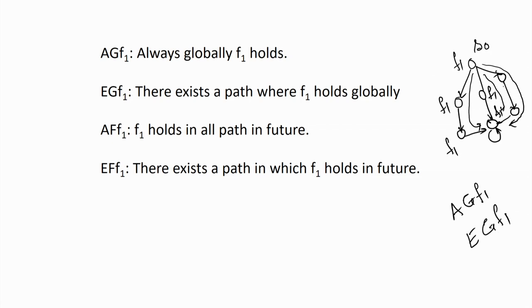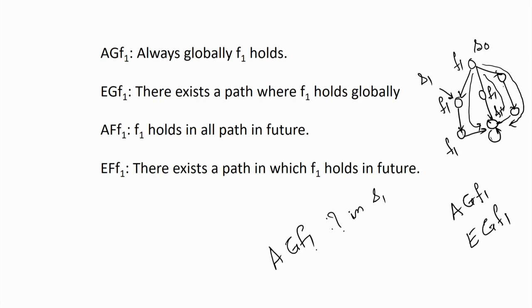Now, in the same model, consider this particular state S1, and whether A G F1 holds or is true in S1. In that case, you see that from S1 I am starting and there is only one execution path. In all the states, F1 is true. So, here A G F1 is true.